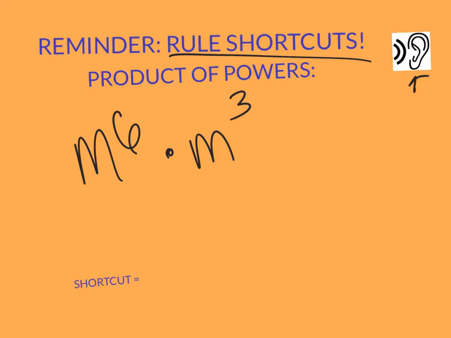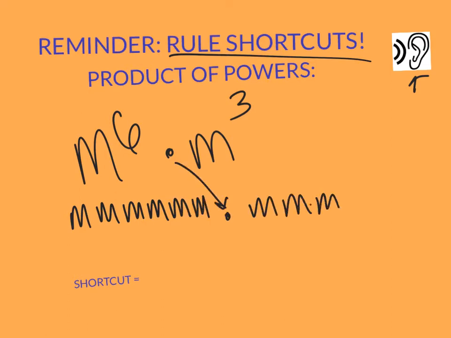I have m to the 6th times m to the 3rd. As a quick reminder, that's 6 m's being multiplied together, being multiplied by another 3 m's being multiplied together. We said our shortcut for this product of powers was simply to add the exponents above. So the shortcut when we're doing product of powers was to add our exponents, and this was when we had common bases.